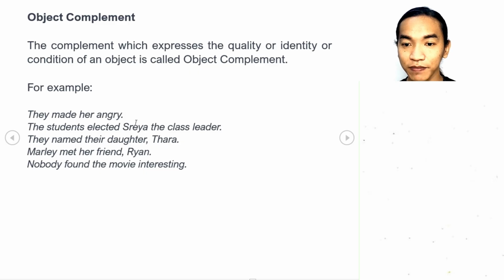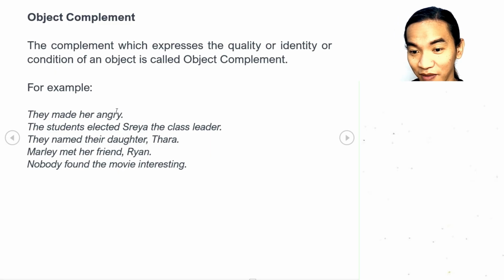All right. Now, object complement, on the other hand. The complement which expresses the quality or condition of an object is called an object complement. They made her angry. So who's angry? Is it they or her? It's her. So angry here refers to her. Then this is an object complement.